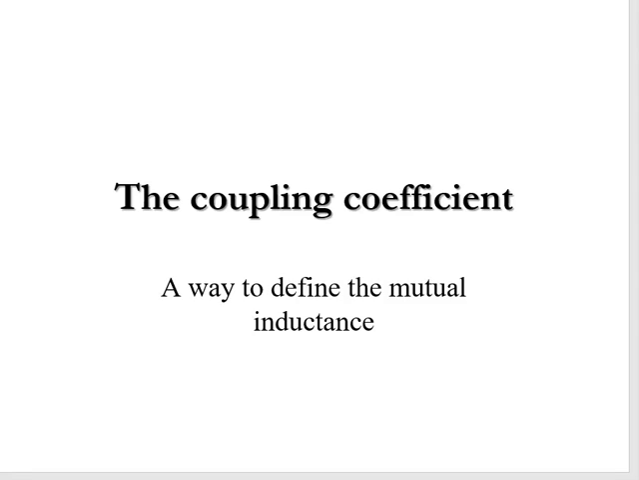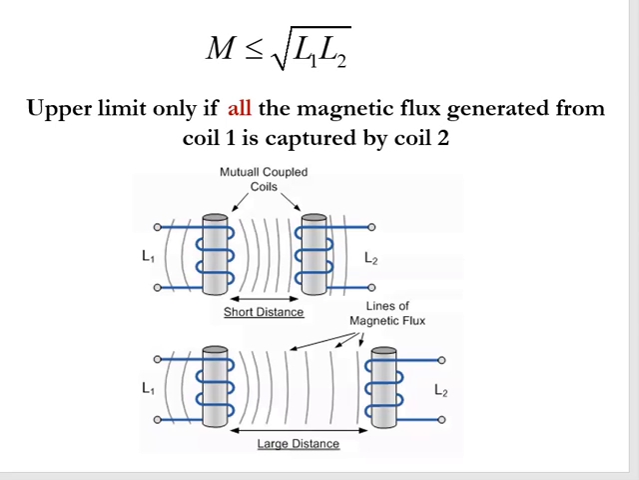Let's further define and use the coupling coefficient. That coupling coefficient is a way to define the mutual inductance. And then we'll look at an example solving two coupled coils where we know the coupling coefficient. So we know that the mutual inductance must be less than or equal to the geometric mean of the two inductances of the coils that are coupled.